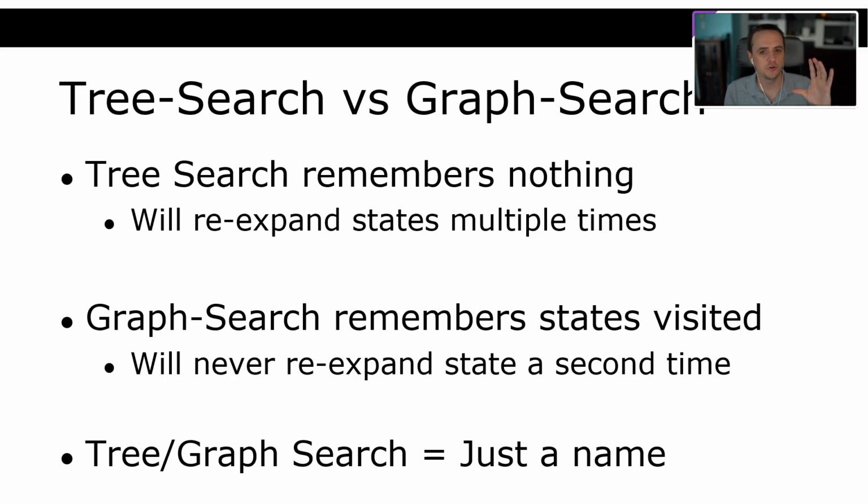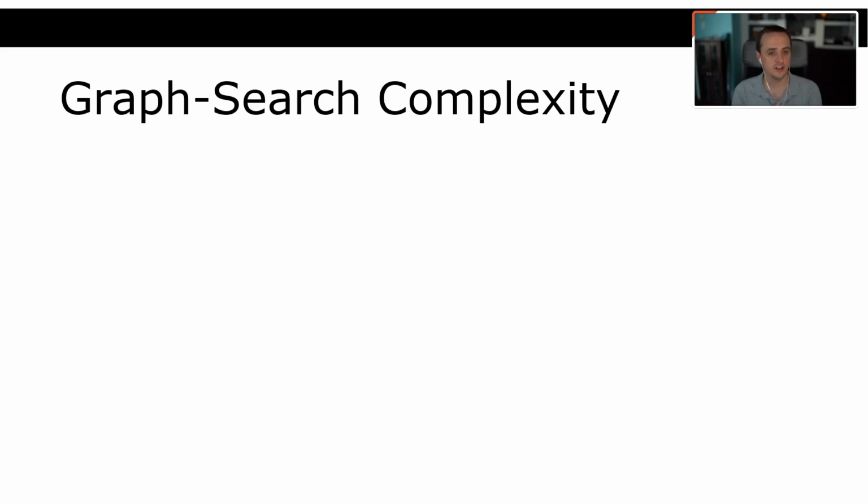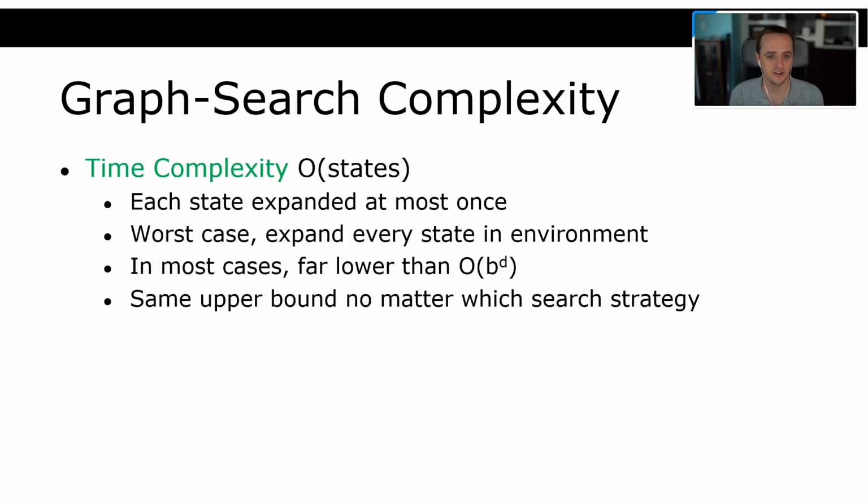So what is the difference between tree search and graph search? Tree search will remember nothing. Remember, it can go back and forth between nodes. Graph search will remember states that it has expanded before. All right, so it will never re-expand a state a second time. Tree, graph search, just the name, but here is the actual difference between them. Okay, just to let you know, the graph search time complexity is far better than the general tree search because we're only ever going to generate a number of nodes that is equal to the number of states in the environment.